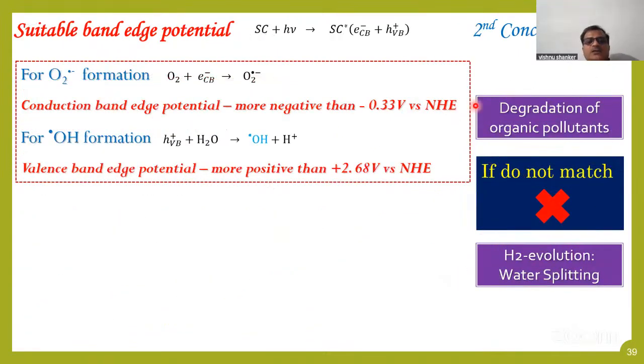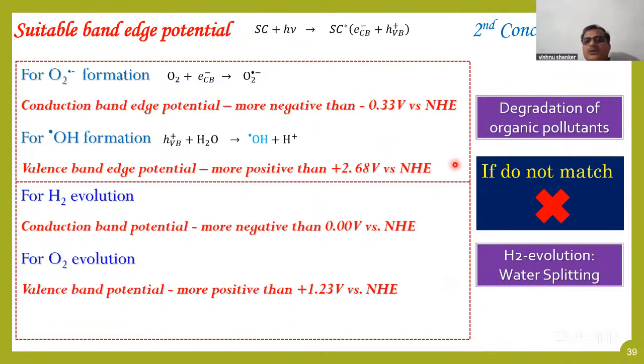Another point, for these two applications that I am going to discuss, is that you have to look at the band potentials of the material, that is, where the valence band potential and the conduction band potential are situated. That is very important. For example, for water purification, the degradation of organic moieties, the conduction band potential should be more negative than minus 0.33 volt versus the normal hydrogen electrode, whereas the valence band potential should be more positive than plus 2.68 volt. This is the requirement to degrade organic pollutants.